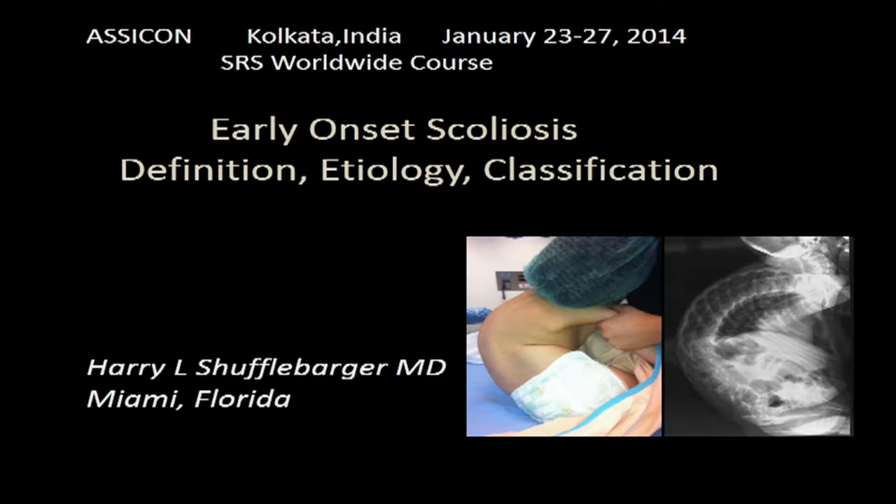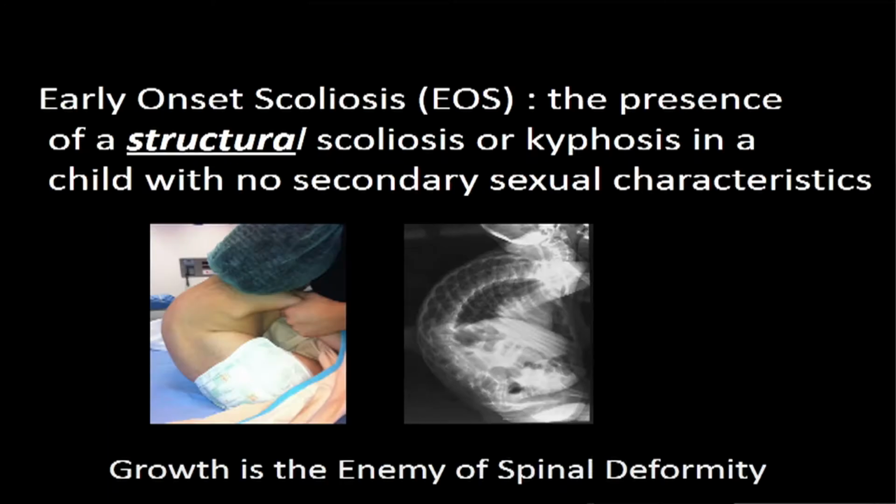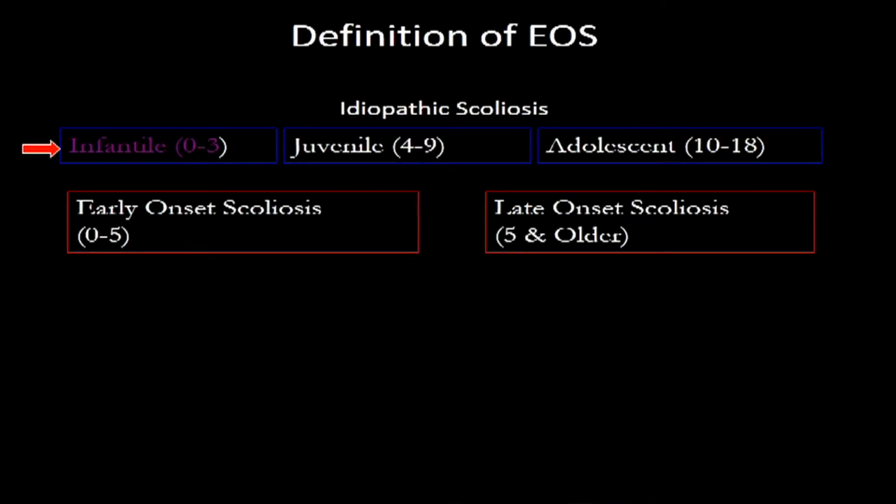The definition of early onset scoliosis is not so easy to come up with. It's a very heterogeneous group of diagnoses and pathologies. And since growth is such a factor in promoting the progression of spinal deformity, I've chosen the term: the presence of a structural scoliosis or kyphosis in a child with no secondary sexual characteristics constitutes early onset scoliosis.